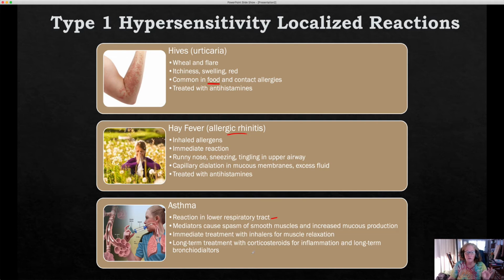It has to be treated usually immediately with inhalers. The inhalers are antihistamines and epinephrine. And the epinephrine will cause vasoconstriction to slow down the edema and prevent the excess fluid, as well as act as a smooth muscle relaxant, so that the person can actually expand the lungs to get some breath. Now, some people do not respond so well to inhalers, and they may be on long-term treatments. These are called bronchodilators, and this would be a medication they would take on a daily basis.